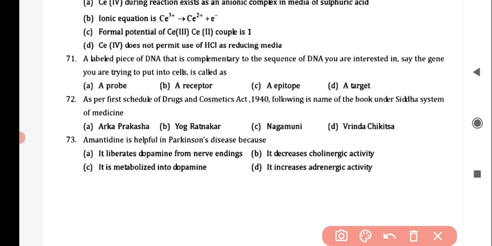Next question is, a labeled piece of DNA that is complementary to the sequence of DNA you are interested in, say the gene you are trying to put into cells, is called as, and the correct answer is option A, probe.